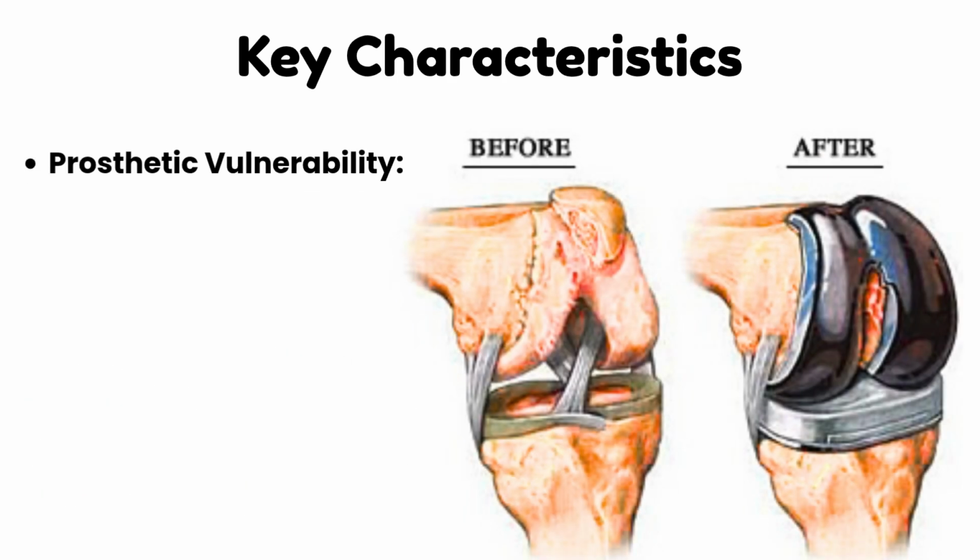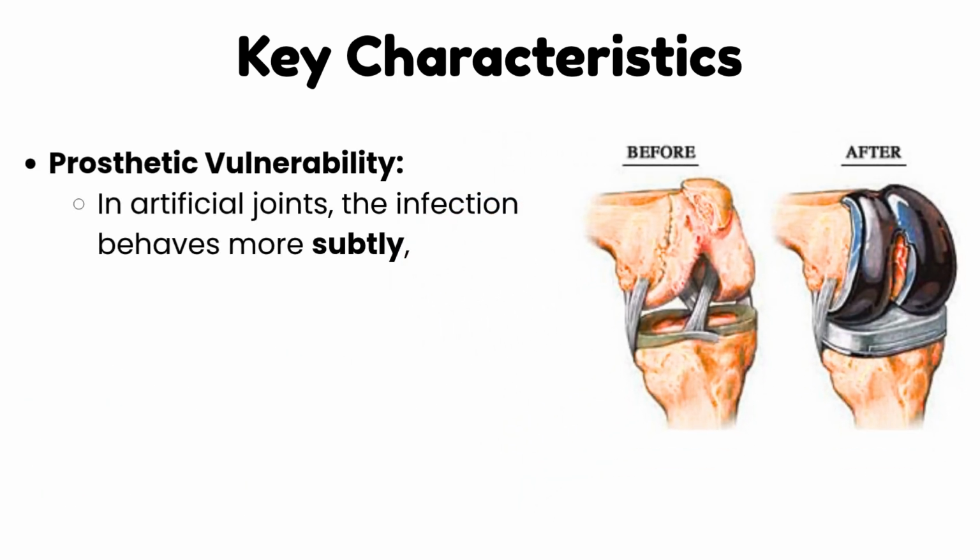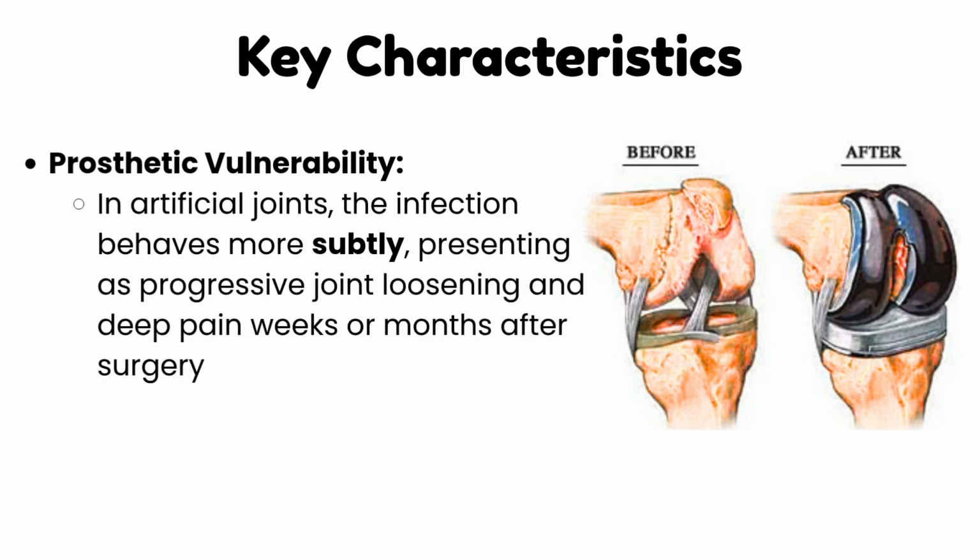Prosthetic vulnerability. In artificial joints, the infection behaves more subtly, presenting as progressive joint loosening and deep pain weeks or months after surgery.